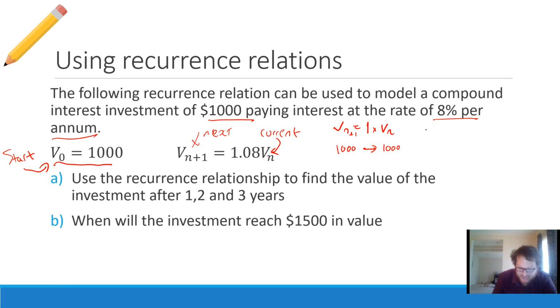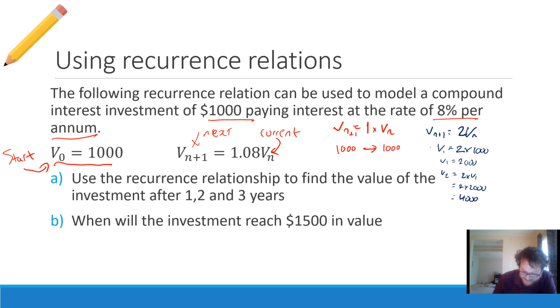What happens if V(n+1) is equal to, let's choose something like, 2 times Vn? Well, in this case, V1 is 2 times 1,000, so V1 is 2,000. And then V2 is going to be 2 times V1, which is 2 times 2,000, so it's going to be 4,000.